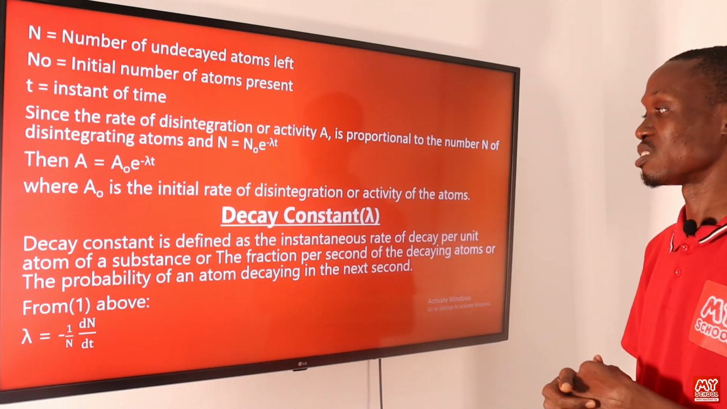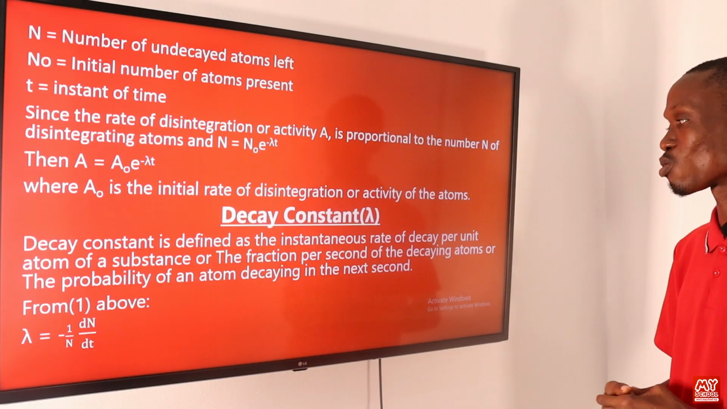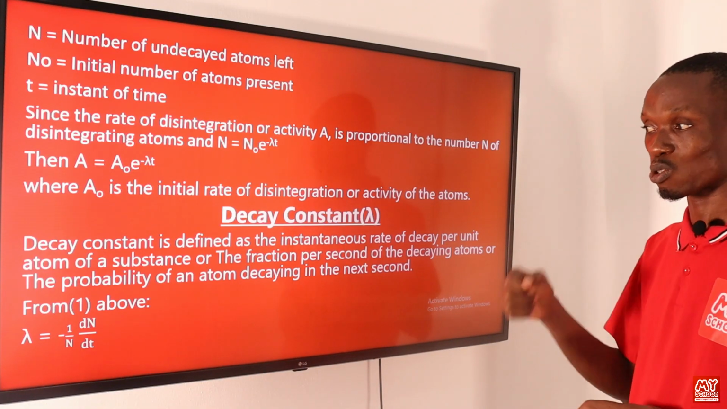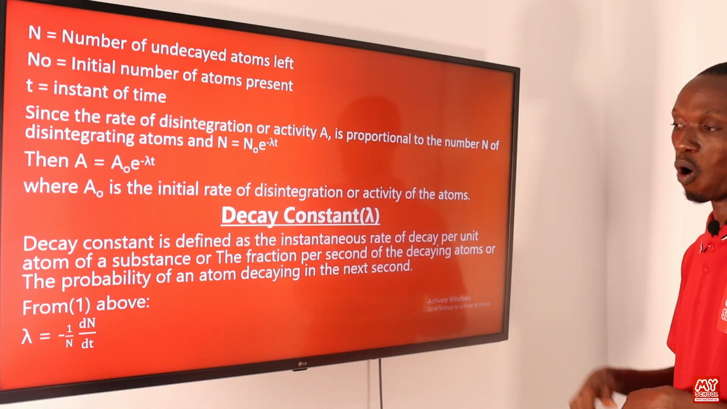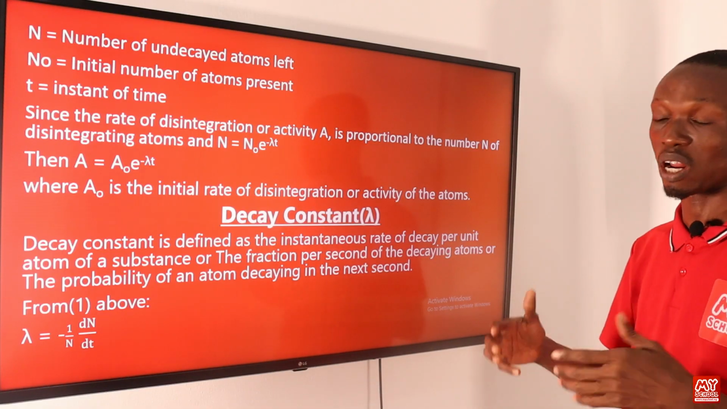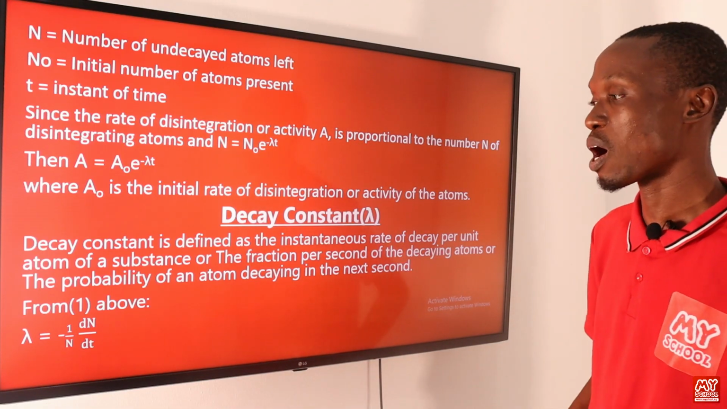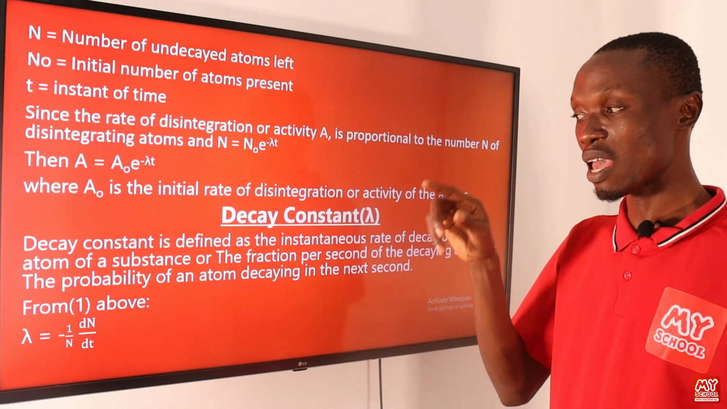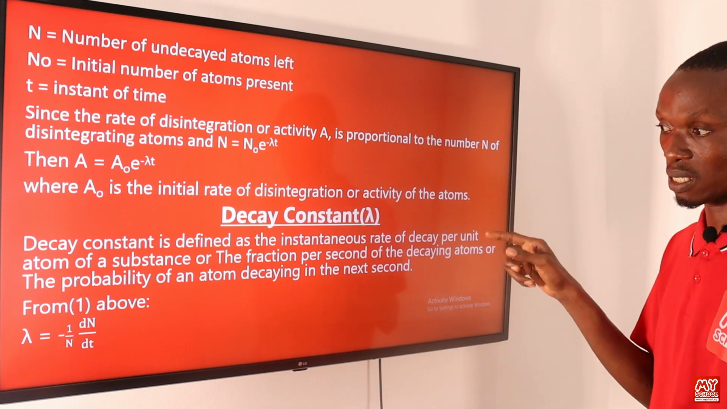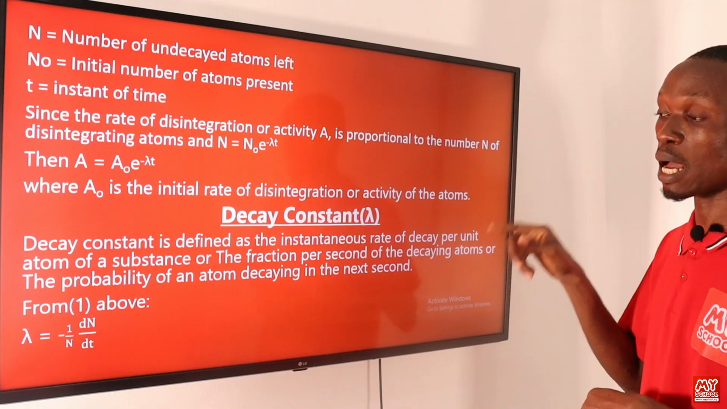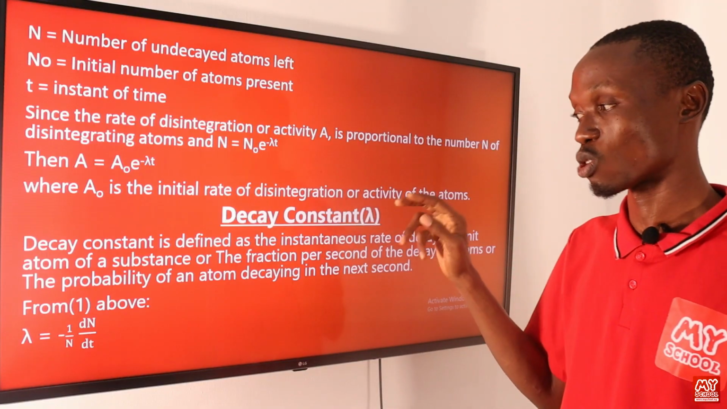Now let's talk about the decay constant proper. The decay constant is defined as the instantaneous rate of decay per unit atom of a substance, or the fraction per second of the decaying atoms, or you can define it as the probability of an atom decaying in the next second. From equation 1, remember dN over dt is equal to minus lambda N. From there we can make lambda the subject of the formula.